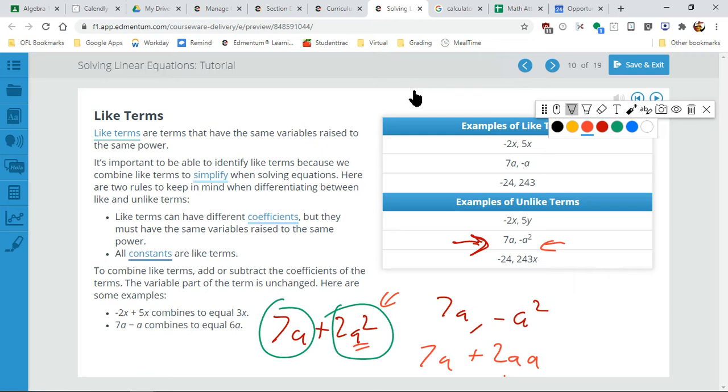And another thing people get confused about is when one has a variable and the other one doesn't. You cannot add these because they are not the same. Same thing with these. If they're different letters or different combinations of letters, let's say I have 2xy plus 3x. These are not like terms because this is getting multiplied by y, and this one is not getting multiplied by y.